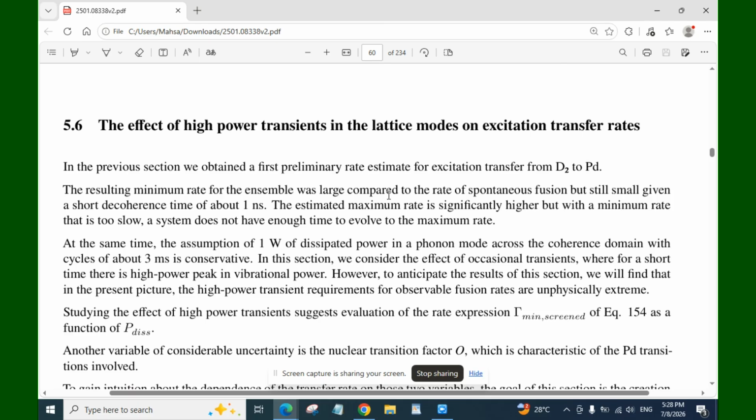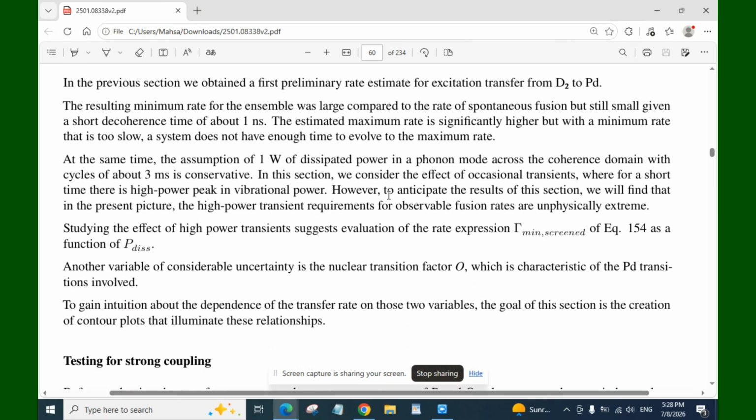In the previous sections, we obtained a first preliminary rate estimate for excitation transfer from deuterium to palladium. The resulting minimum rate for the ensemble was large, comparable to the rate of the spontaneous fusion, but still small given a short decoherence time of about 1 nanosecond. The estimated maximum rate is significantly higher, but with a minimum rate that is too slow. A system doesn't have enough time to evolve to the maximum rate.